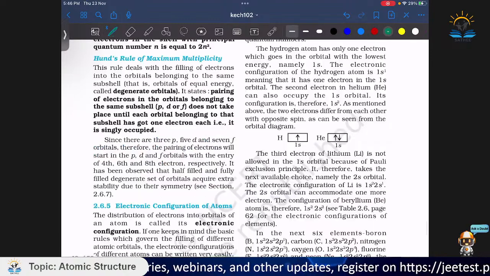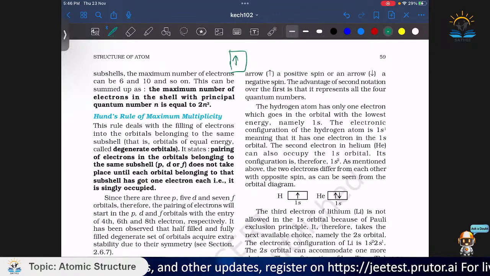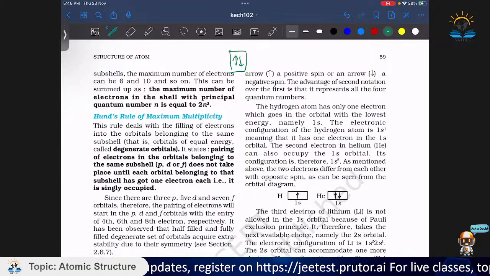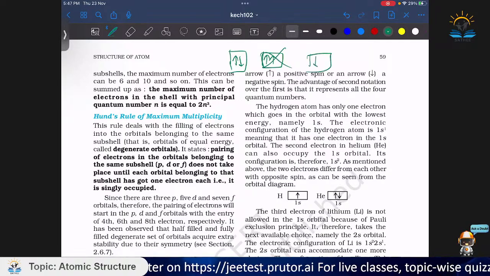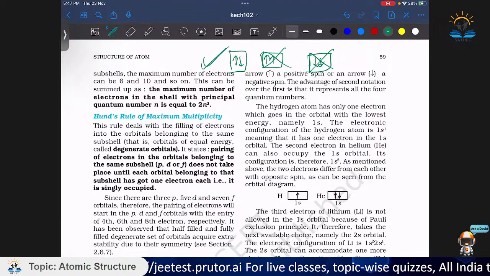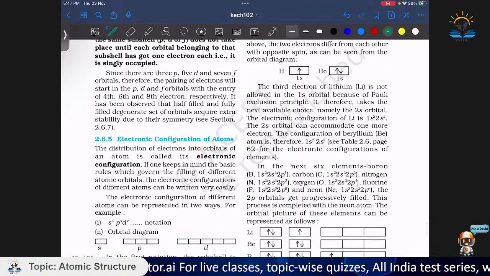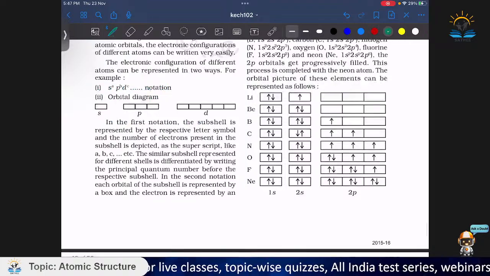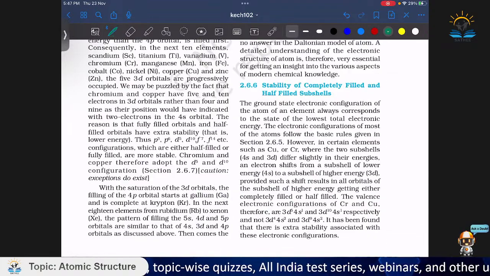Now Hund's rule of maximum multiplicity says that if in an orbital you have a spin like this of an electron, the next electron should accommodate with the opposite spin. It cannot be like this. This is wrong. And it cannot be like this. This is also wrong. This is correct. They should be of opposite spin to get maximum multiplicity. Right, now electronic configuration is very easy. You can use all these three rules to start filling.